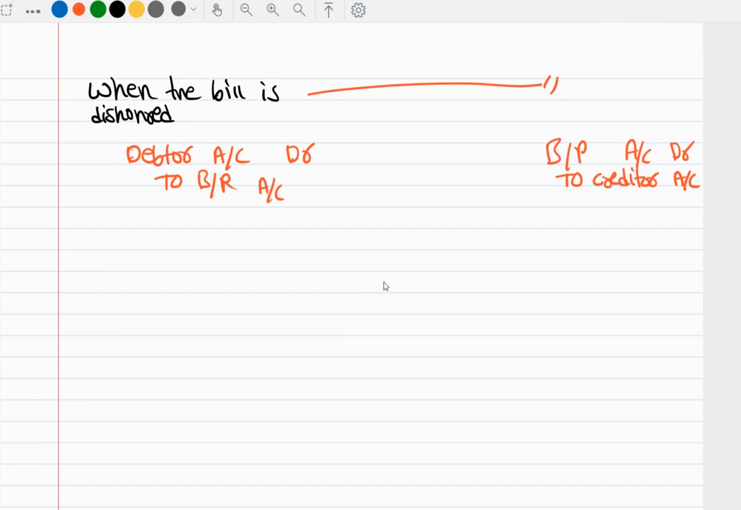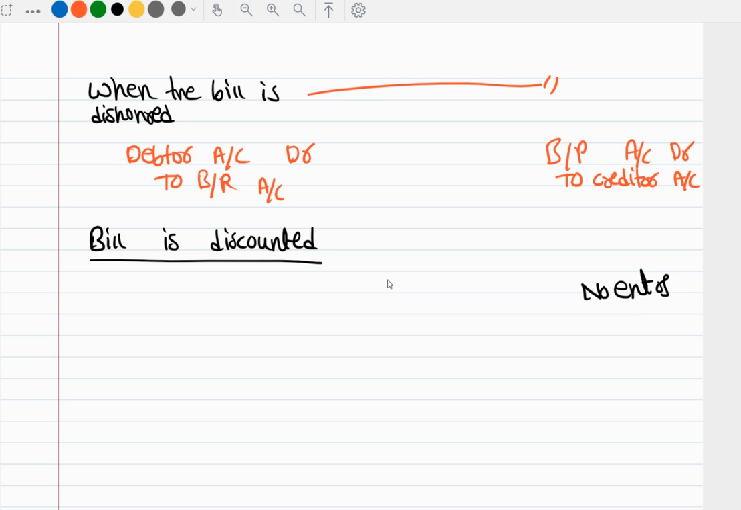Okay, next, when the bill is discounted, we have discussed this concept as well, and there is no entry in the books of drawee. So when the bill is discounted, we will be receiving the money. Just for the sake of understanding, I will take example as 10,000. So sorry, we'll be receiving 9,500, but bills receivable value is 10,000. Bills receivable account is 10,000.